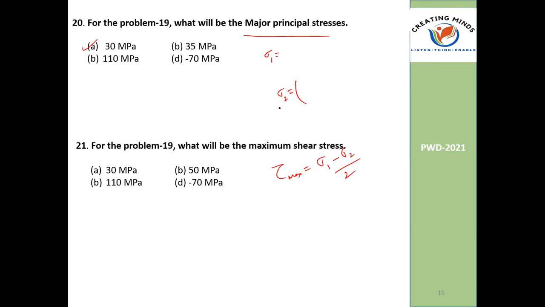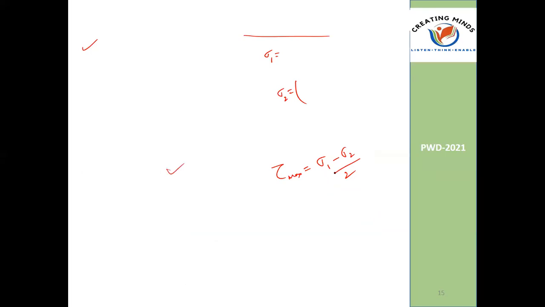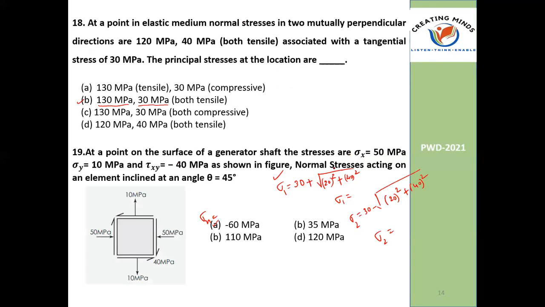Remaining students, others, please check. Have you got 50? See here, what you have to observe. Please don't substitute directly. Why? Because you have to see the diagram. If you see the diagram, how is sigma x acting? Tensile or compressive? Compression. Compressive value is minus 50.